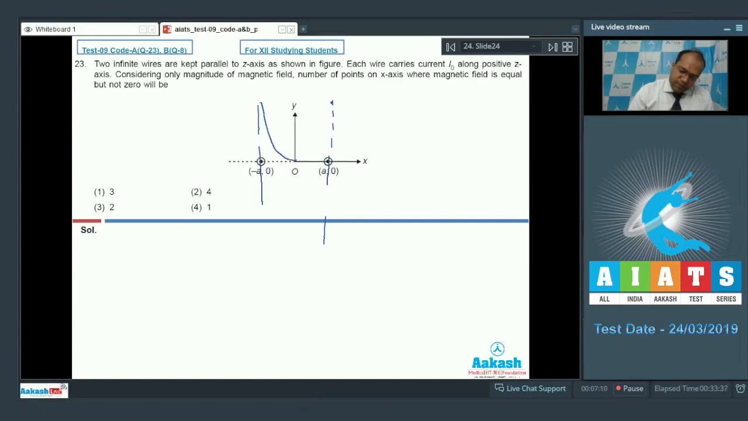This is the variation. So at any particular separation, we can consider there are 4 points at which the magnitude of magnetic field is same. So option 2 is correct. Let's move to question number 24.